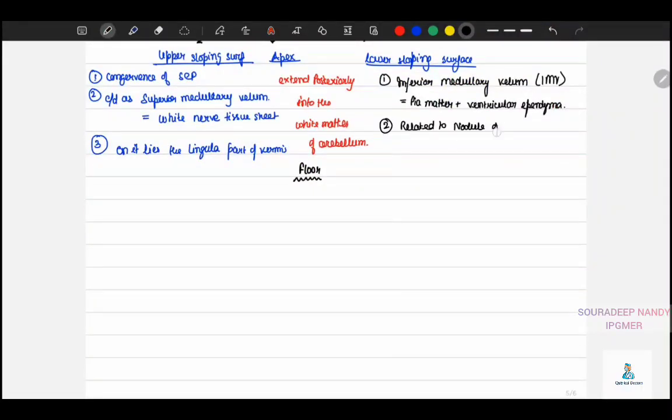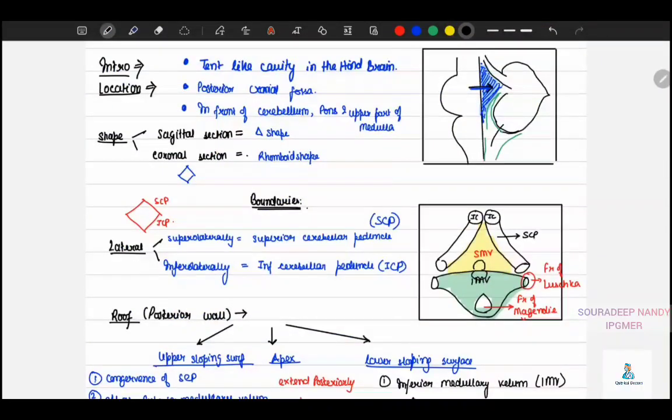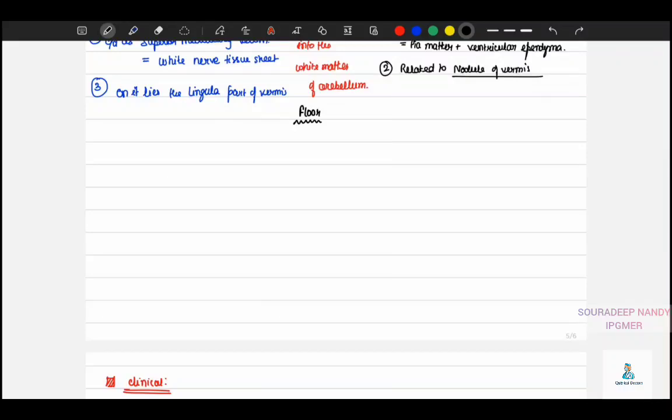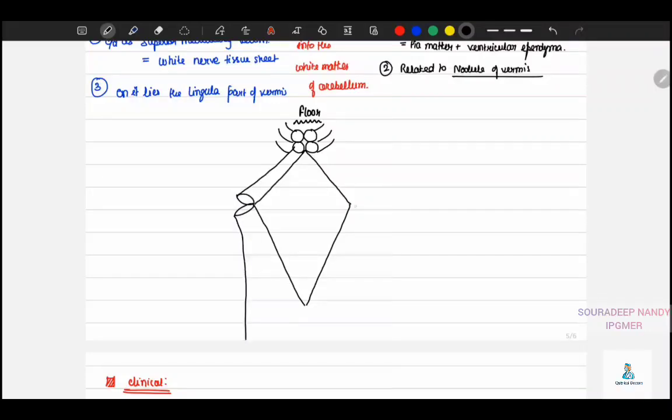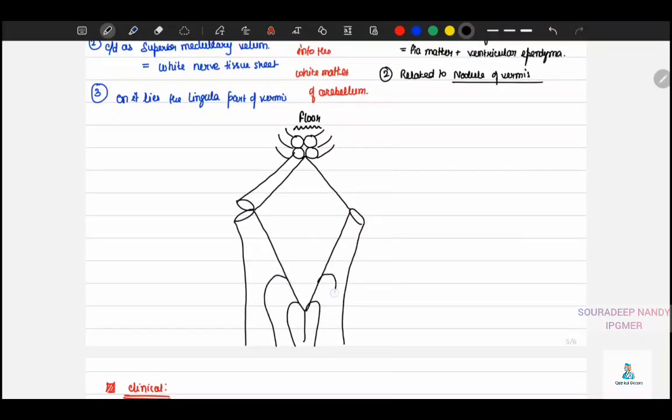There are 3 openings: two laterally, which are called foramina of Luschka, and one posteriorly on the roof, that is the foramen of Magendie. Now coming to the diagram for the floor of the fourth ventricle. So here I am drawing the diagram. Here is the superior cerebellar peduncle, middle cerebellar peduncle, and the inferior cerebellar peduncle.